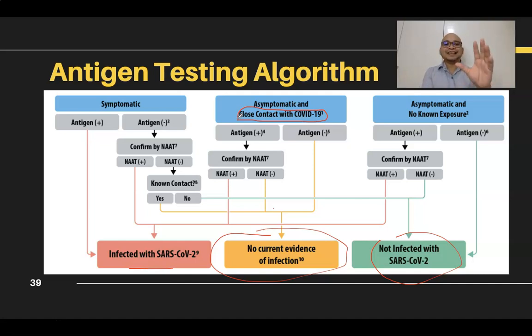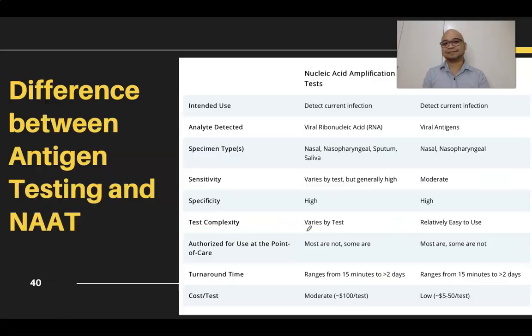So your life will be easier if you're asymptomatic and you have no known exposure. So stay at home. Okay? You're asymptomatic and with no known exposure. So if you are negative here, meaning you are not infected with SARS-CoV-2. But if you're positive here, you need to have it confirmed again by another NAAT test. And then if you're positive, then indeed you are positive. But if you're negative, it means that you are not really infected with SARS-CoV-2. So there's no gray area, or should I say yellow area.